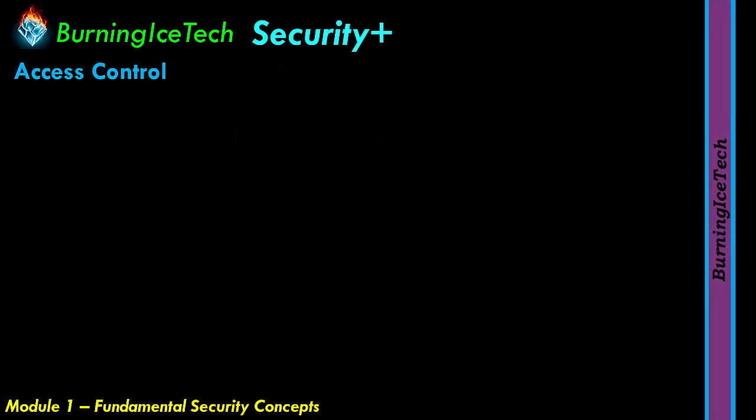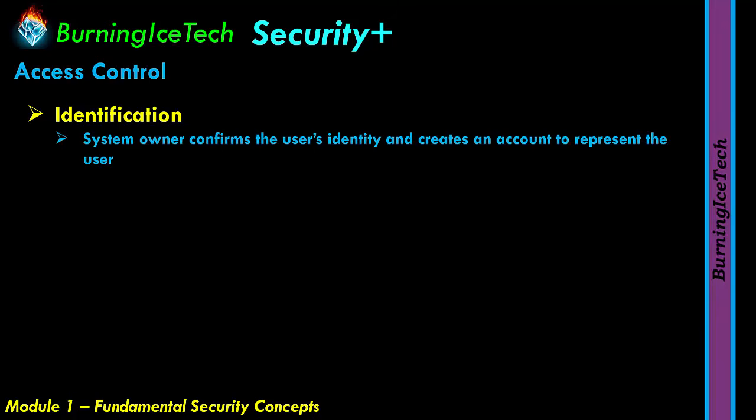Now, the name alone should tell you pretty much what you need to know. It's to control access, who can access what and when and where. Basically, privilege in a nutshell, I suppose. So there's 4 main things you need to know when we talk about access control. The first of which is identification. To identify who is who, what is what, and that's normally done via identities of some kind. So under identification, we can say the system owner, which is probably going to be you in most cases, confirms the user's identity and creates an account to represent the user.